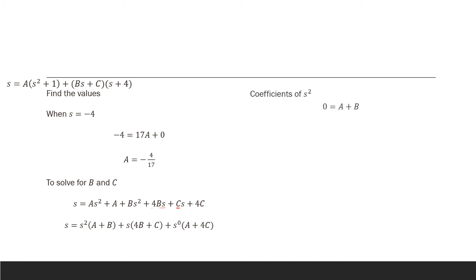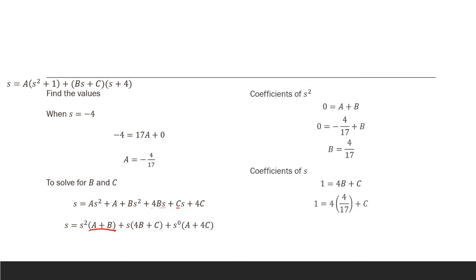So, that is 0 is equal to A plus B. So, therefore, alam natin that A is equal to negative 4 over 17. So, B natin is positive 4 over 17. Next, alin yung may C na lang, yun na lang yung kunin natin. Or either pala pwede. But we can use the coefficient of S. So we will arrive at 1 is equal to 4B plus C.